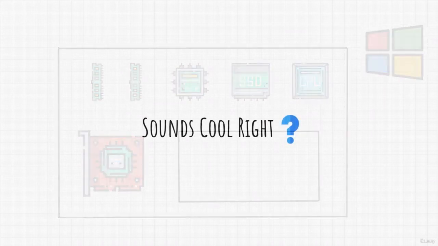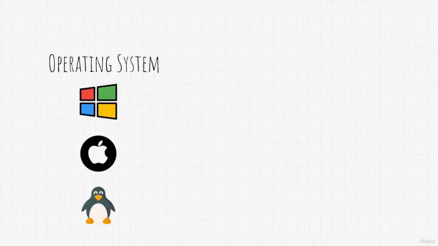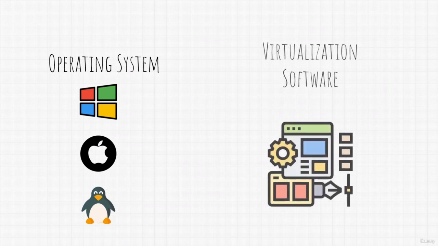Sounds cool, right? Now that we know how virtual machines work and why we are going to use one, you must be wondering, how can we create a virtual machine? Actually, this is pretty easy. All we need are two things. We need an operating system that we want to install in that virtual machine, and we also need something called virtualization software. Now, what is this?